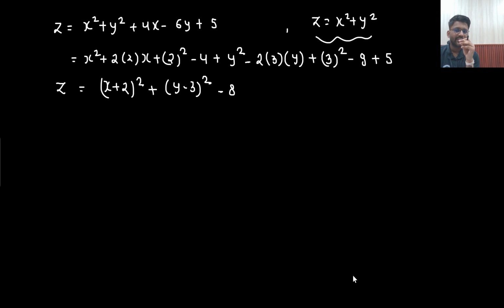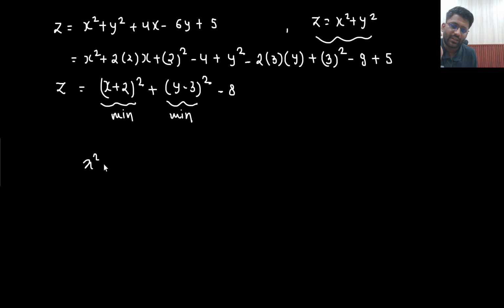So what could be the minimum value of z? Minimum value of z could be minus 8. Why is that so? Because now this is the scenario, this is the function. What could be the minimum value of z? The minimum value of this function could be 0, and the minimum value of this function could be 0. So the minimum value of z could be minus 8. I hope I have done the calculation correctly.